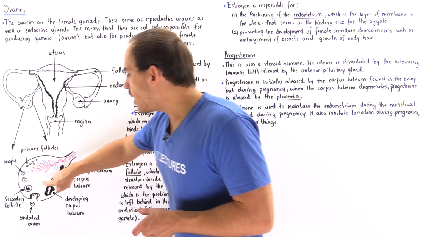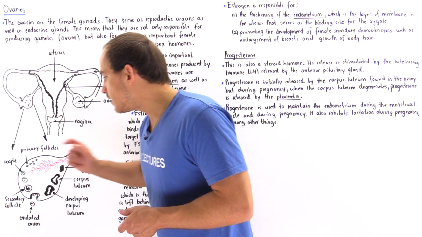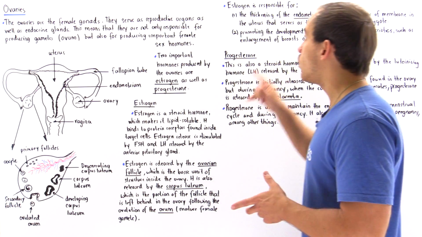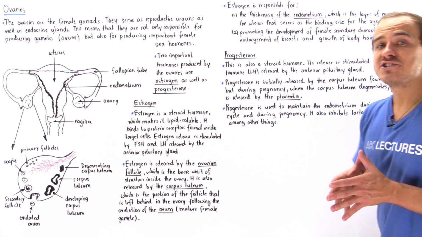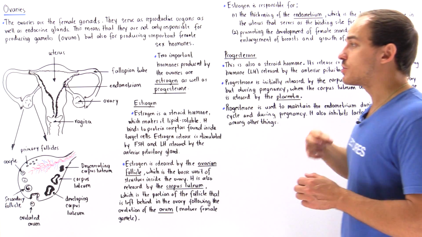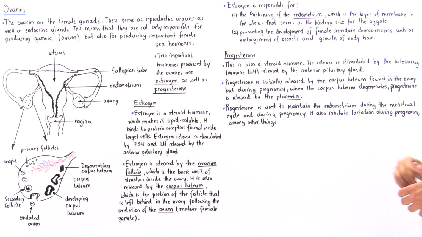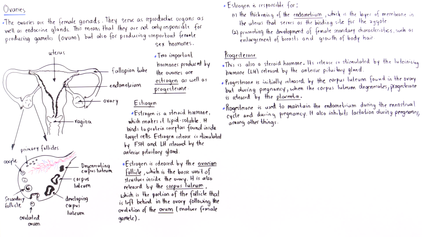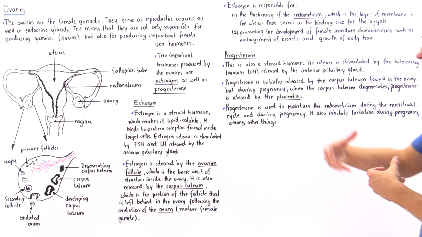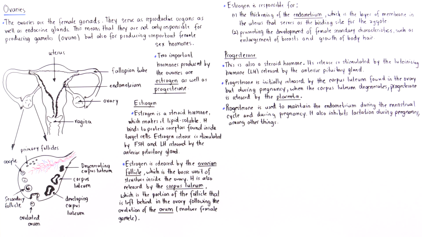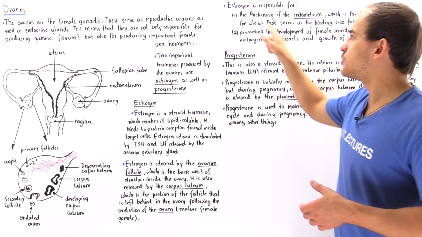So basically, when the secondary follicle is still inside our ovary, estrogen is released by that follicle, and what it basically does is it generates our endometrium. It is responsible for generating and thickening the endometrium, which is the layer of membrane in the uterus that serves as the binding site for our zygote. The zygote is the combination of the sperm and our egg. This process of combining is known as fertilization.